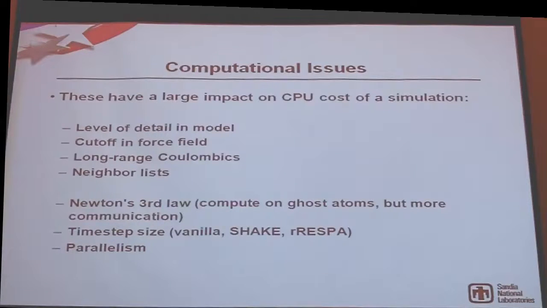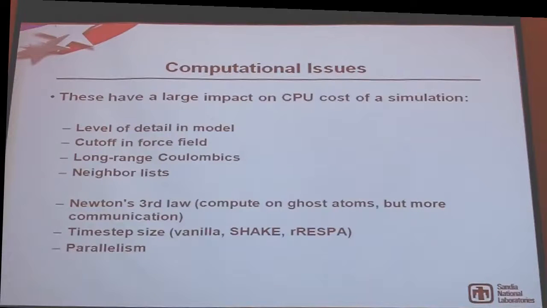So these are the issues that really impact computational cost in an MD simulation. First of all, the level of detail. If you can get the answers you care about on a mesoscale or coarse-grain level, you won't need to simulate at the atomistic level, and you can save a huge amount of computational cost by doing something like that. The cutoff that's required, if you make a judicious choice in your cutoff, you can also save a huge amount of computational cost. If you don't need long-range electrostatics, that's another savings.